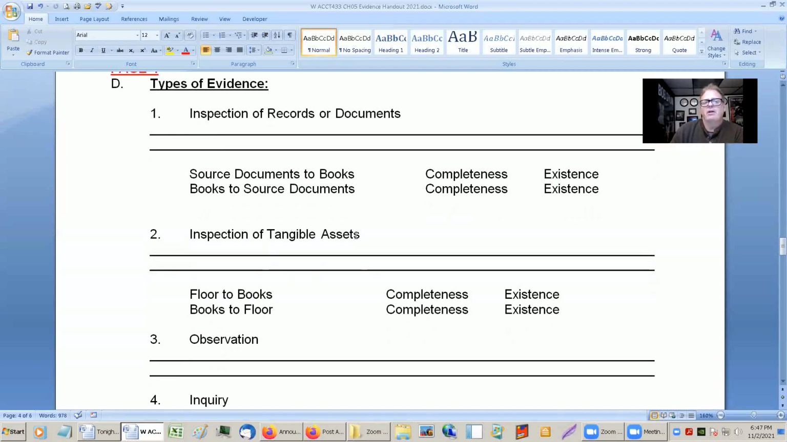So I grab a bill of lading. I see that, here's the completed bill of lading. Okay, I look at it. And now I'm going to take that and trace it to the books. What am I looking for? What is it either corroborating or refuting? What's the function of it? Is it to see if the books are complete or if the sale exists? Either completeness or existence. So this first one here.